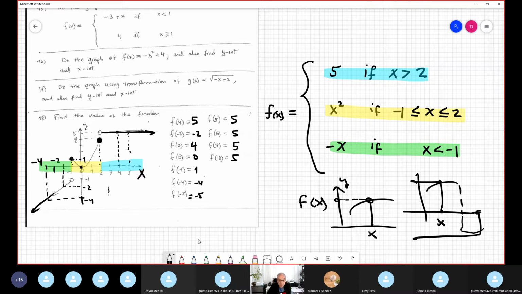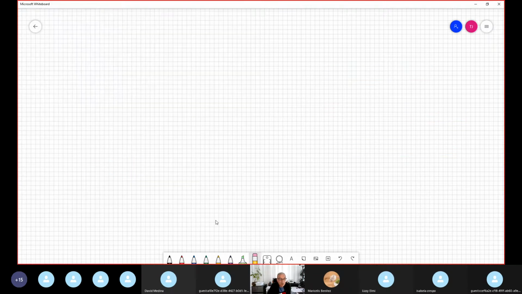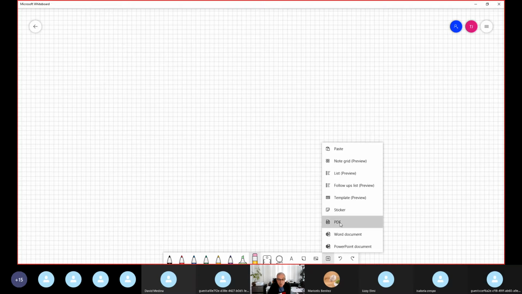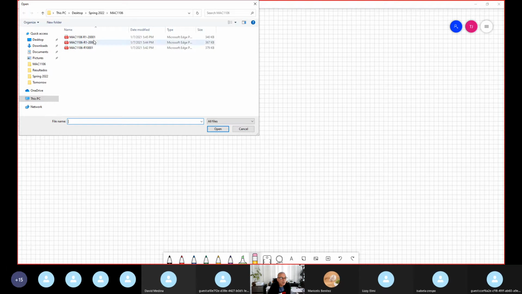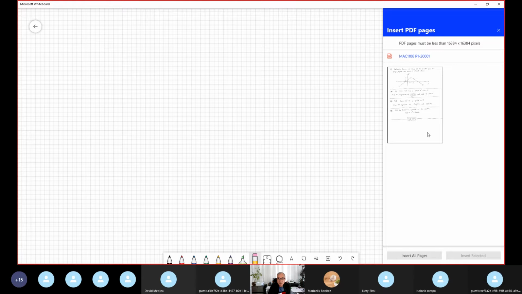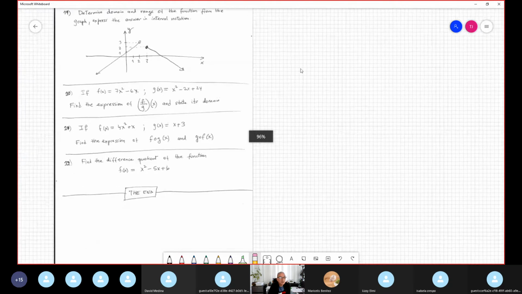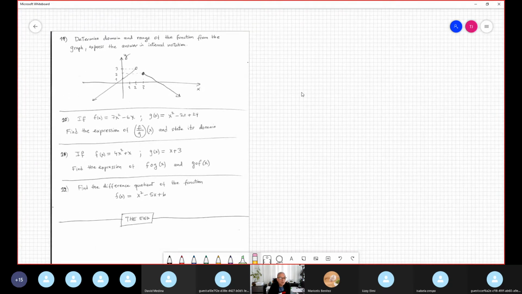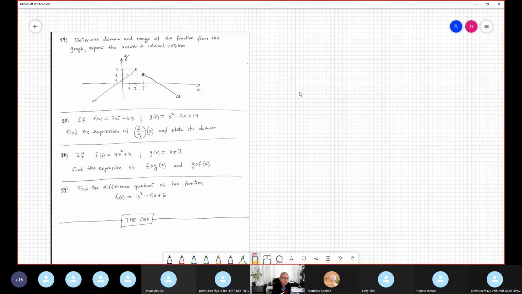So let's move on to the next page. Erase everything. Next page. I can find here. I don't know if it's this. Let me see. Oh yes, it's this. 19, 20, 21, and 22. Okay. Determine the domain and range of the function from the graph. Now let me zoom.